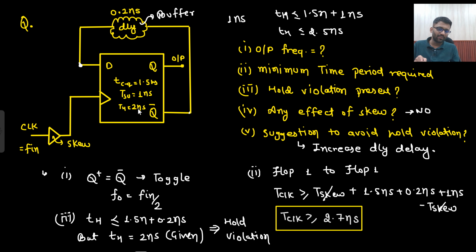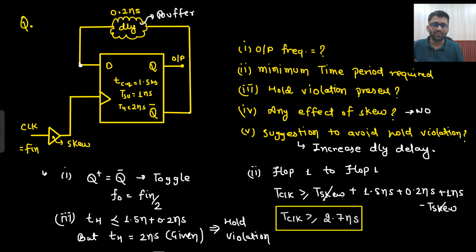And what is the given hold time? That is 2 nanosecond. So now we are happy. So what suggestion will you give? The suggestion is to increase the buffer delay, or DLY delay. So if I increase it, my hold requirement will decrease, or basically you will have more margin, right? So this you can do.